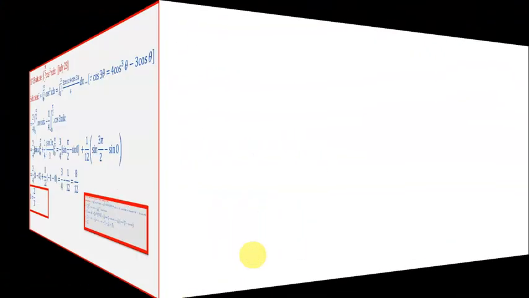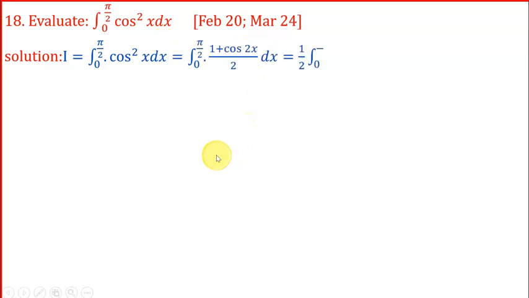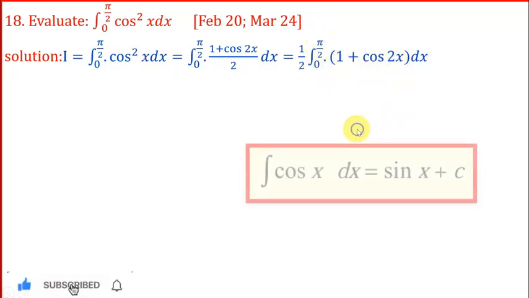Okay. Now, next, question number 18. Evaluate the integral 0 to pi by 2 of cos square x dx. This question was asked in the February 20 and March 24 examinations. Now here use the formula: cos square x means 1 plus cos of 2x upon 2. Take 1 upon 2 outside the integral sign. That is 1 upon 2, integral 0 to pi by 2 of, in bracket, 1 plus cos of 2x dx.